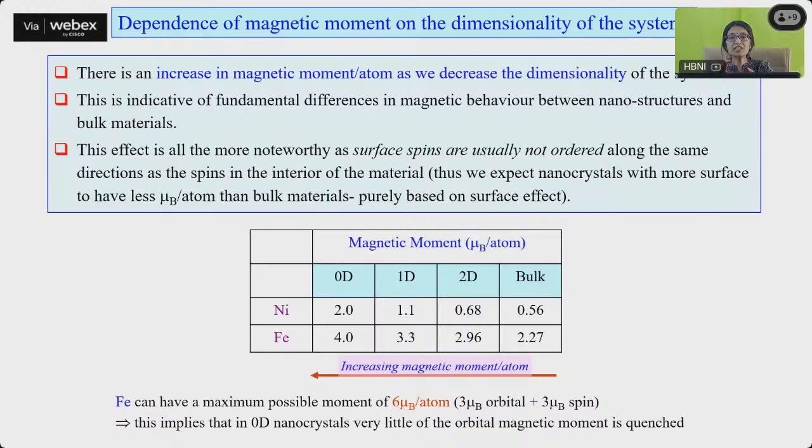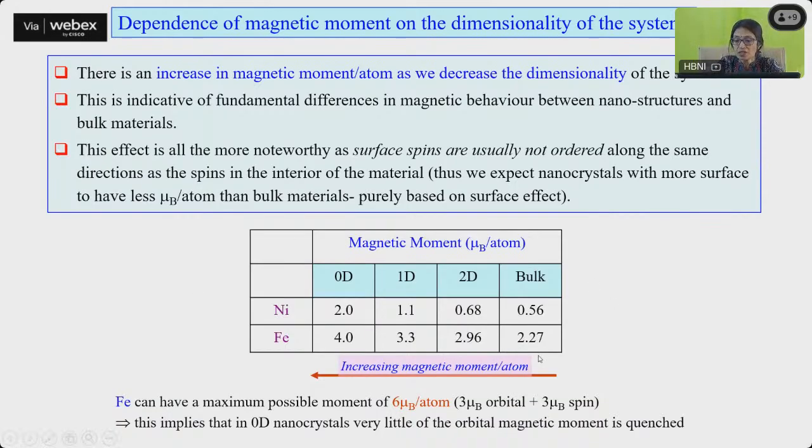So in the interior of the material, when the spins are in different directions, because there is more material, there will be other spins which will be exactly the opposite of that, and so they ultimately cancel each other. But on the surface, what is happening? These spins are kind of staying not ordered along the same direction. So these unpaired spins will give rise to some kind of magnetic moment.